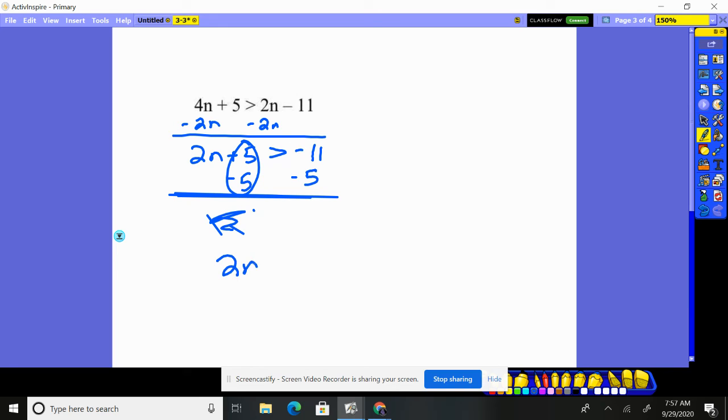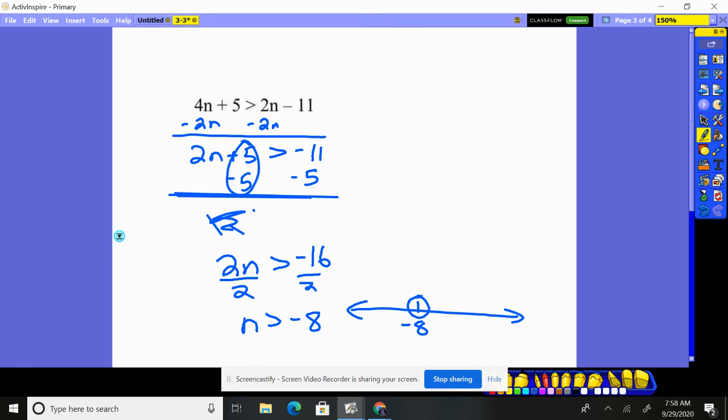So we get 2n greater than negative 16. Divide by 2, divide by 2. All n's greater than negative 8. So if you had a number line, here's negative 8. It does not include it, so it's an open circle, and it's all n's bigger than negative 8. Those are the numbers to the right, and continuing. As long as your value is bigger than negative 8, like negative 7, if I plug negative 7 in here and here, it'll be a true equation.